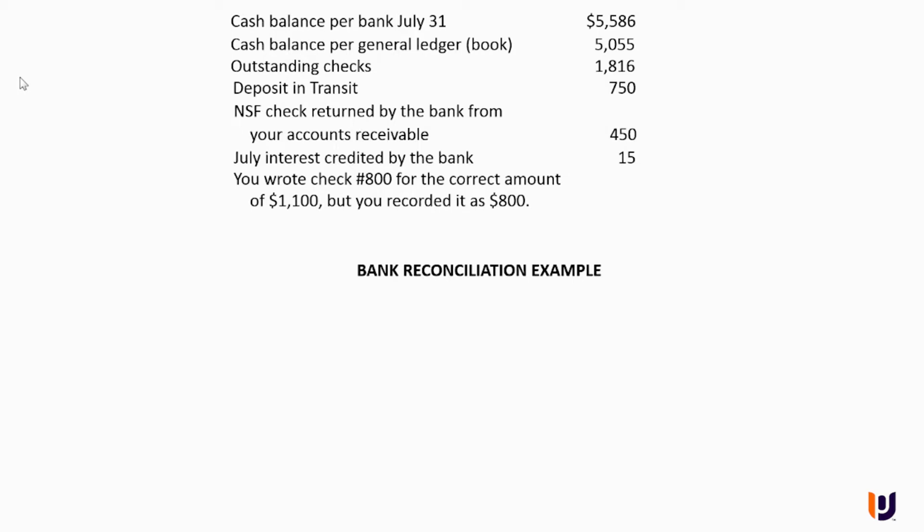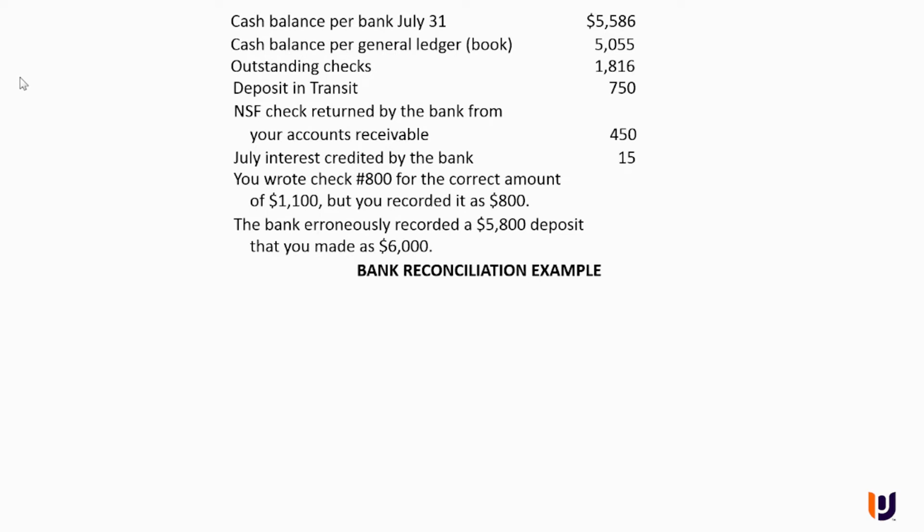You wrote check number 800 for the correct amount of $1,100, but you recorded it in your books as $800. You made a deposit of $5,800, but the bank made an error and they recorded it as $6,000.